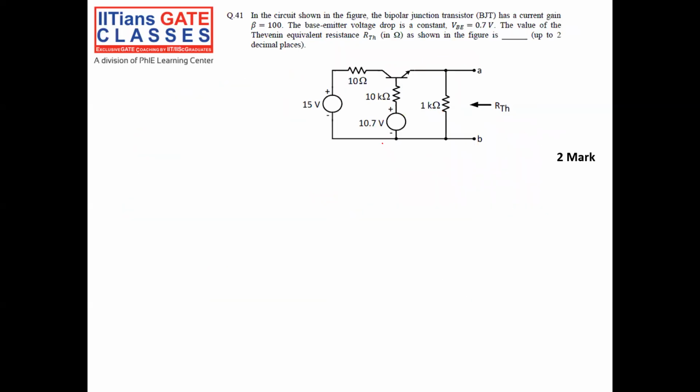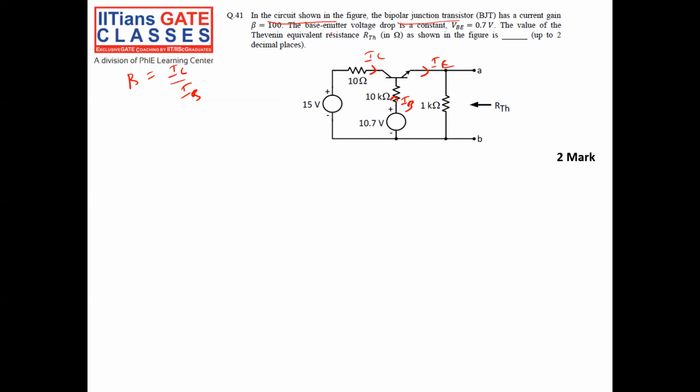So it's a 2-mark question. In the circuit shown in the figure, the bipolar junction transistor BJT has a current gain beta of 100. Beta means the collector current divided by my base current. This is my collector current, this is my base current, this is my emitter current.